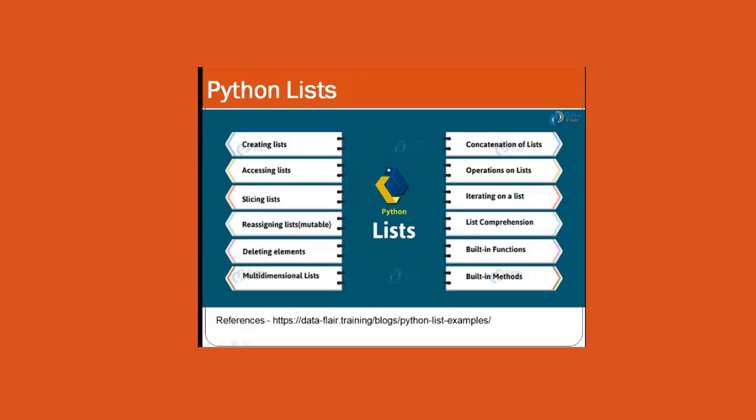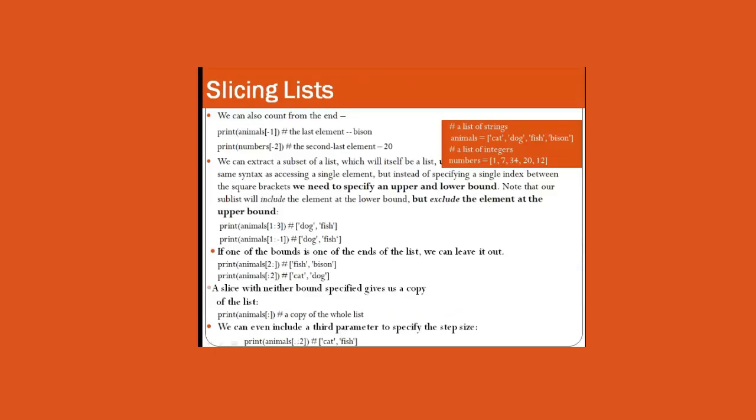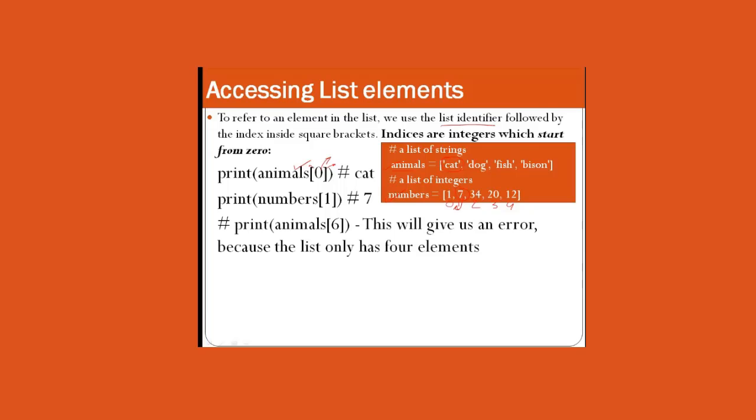Then we are moving towards the slicing of the list. Slicing, we have already seen, is extracting a subset of a list. If you look at the indexing, we have done only positive indexing, but we can have negative indexing also. So let's look at this animals example.